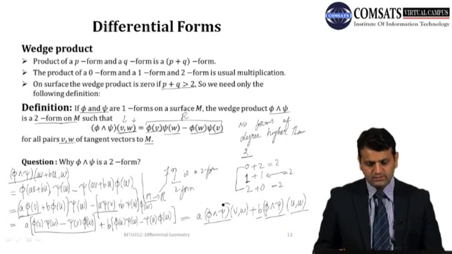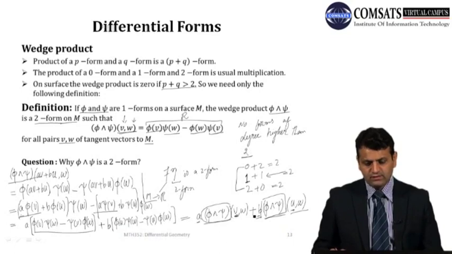So basically this function that we have got distributes over aV plus bU. So this is aV, and this is bU. So this implies that phi wedge psi is linear in the first coordinate.